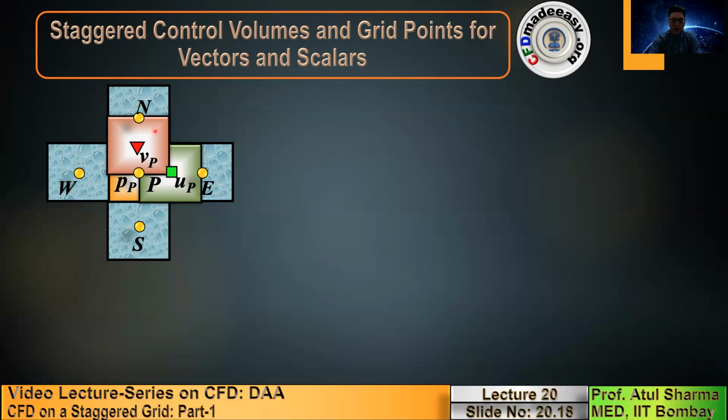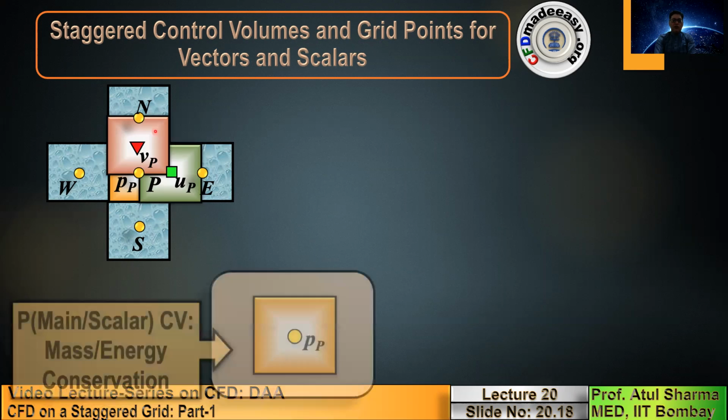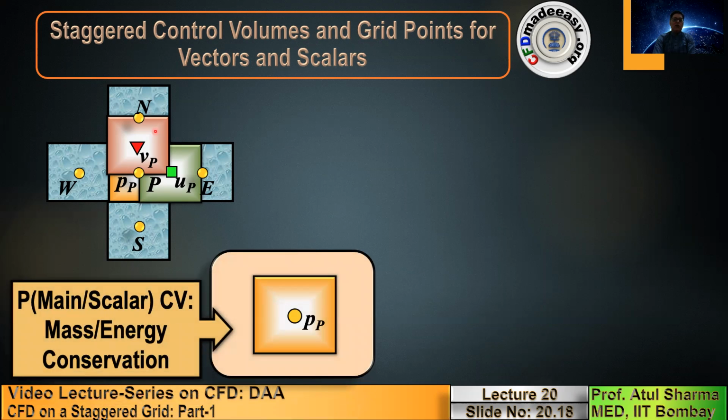So this way, in a staggered grid, the pixels or grid points and the associated control volumes, because these pixels or grid points are at the centroid of the control volume, are staggered in space. The U control volume is staggered by delta x by 2 on a uniform grid, and the V control volume is also staggered by delta y by 2. Here, the yellow circle is the pixel or grid point for pressure.